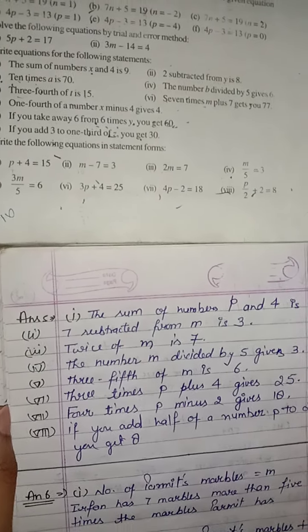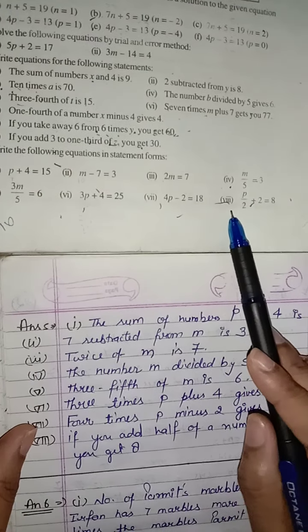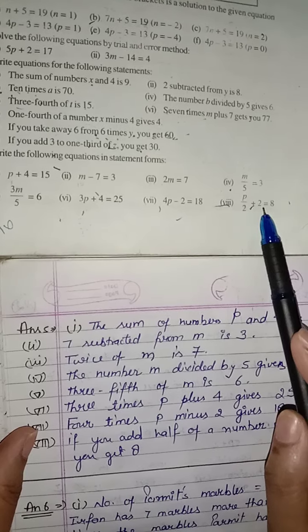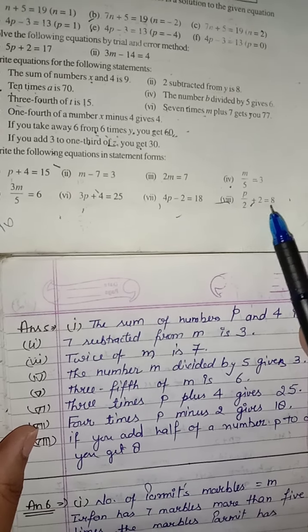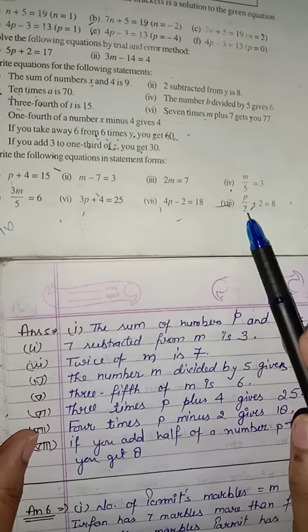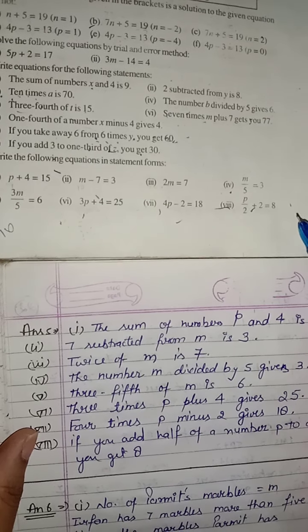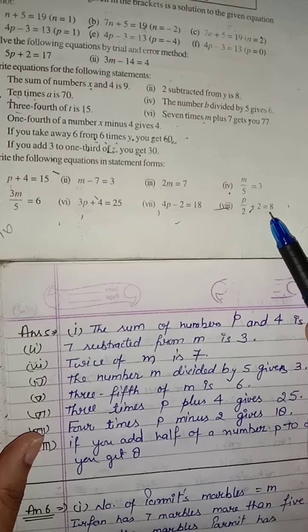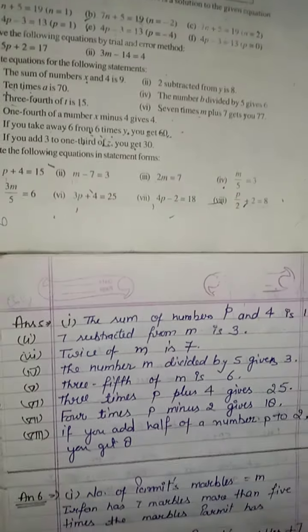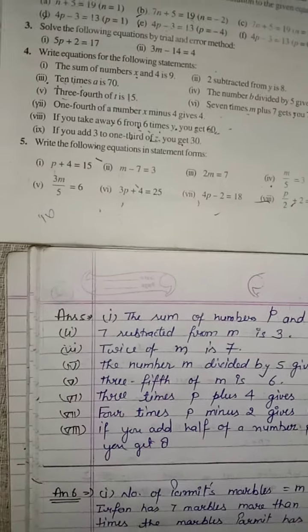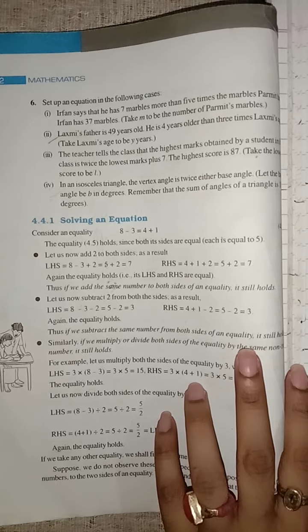Now moving on to the eighth part of the question. It is p by 2 plus 2 is equal to 8. So you will write, if you add half of a number p to 2, you get 8. Okay. Now moving on to the next question, the sixth question.